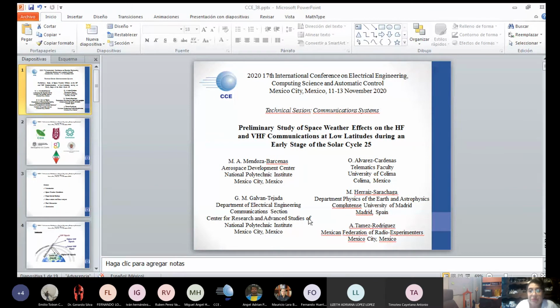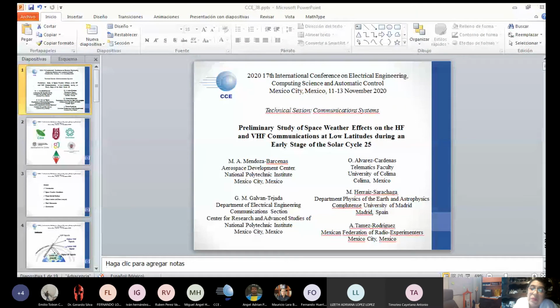So we have HF, high frequency signals, and they reflect in the ionosphere, and we also have some lower, very high frequency signals that are reflected in other ionosphere layers. Basically, that's the idea.